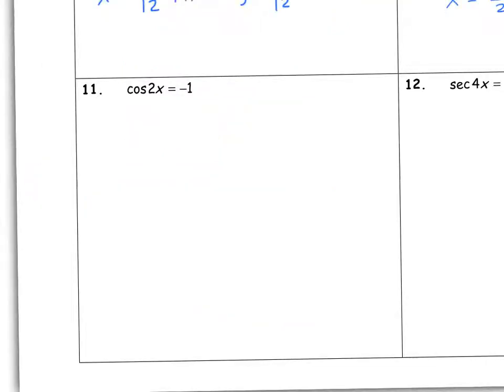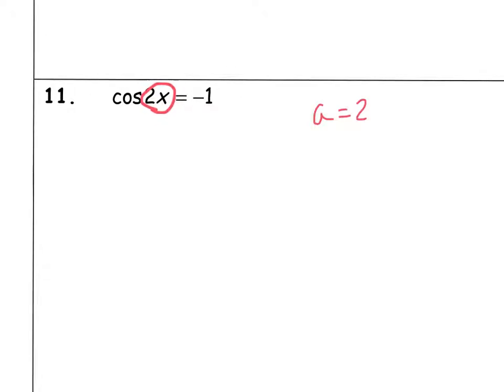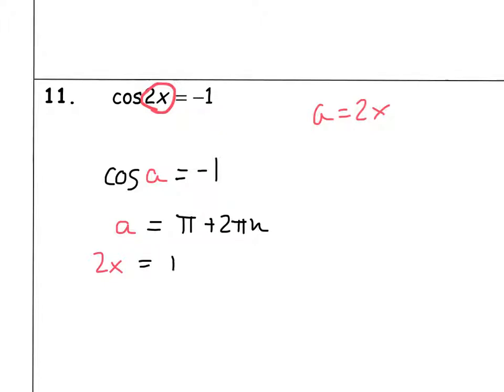Now let's look at number 11. Let's call 2x a. So a equals 2x. So now I have the cosine of a is equal to negative 1. And the only place that a satisfies that will be at pi, so of course that happens every 2 pi. And now I'm going to substitute in 2x equals pi plus 2 pi n. Now divide by 2 all across the board, and x is going to be pi over 2 plus pi n.